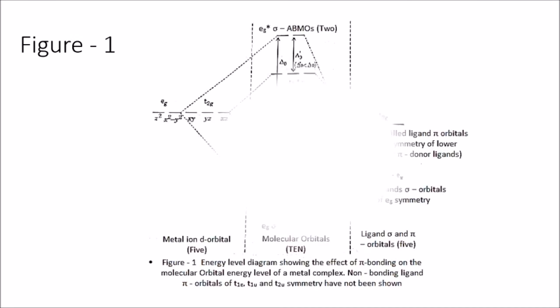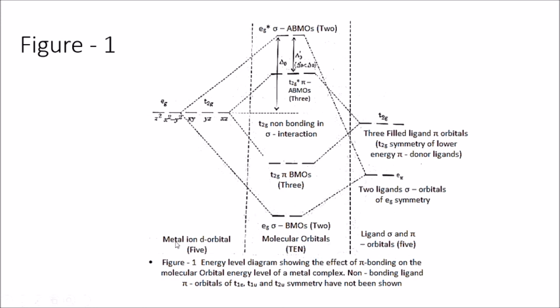I am going to show you figure 1, and figure 1 has a certain limitation. The limitation is that this figure is not a complete MO. It only shows the energy level diagram showing the effect of pi bonding on the MOED of a metal complex, and hence the non-bonding ligand pi orbitals of T1G, T1U and T2U symmetry have not been shown here.